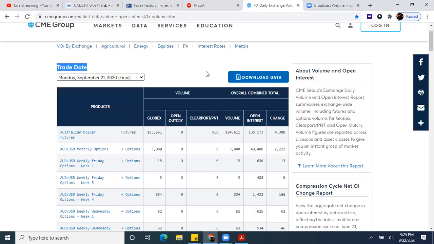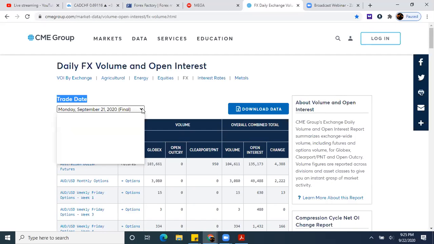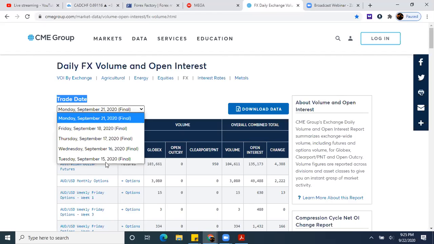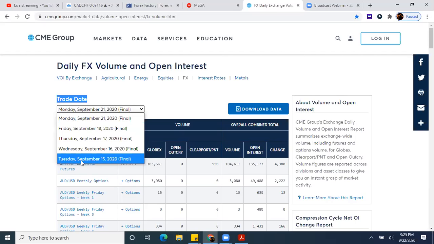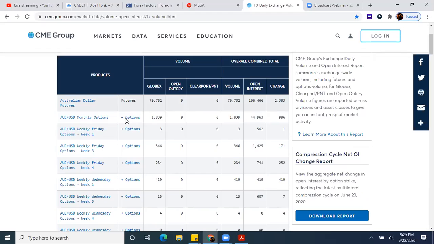So let's start from the earliest data we have, which is Tuesday, September the 15th. If you want to read the open interest, based on our level of exposure for now, I want you to concentrate on just the futures here. So you notice you have the Australian dollar futures, and then here you have options.